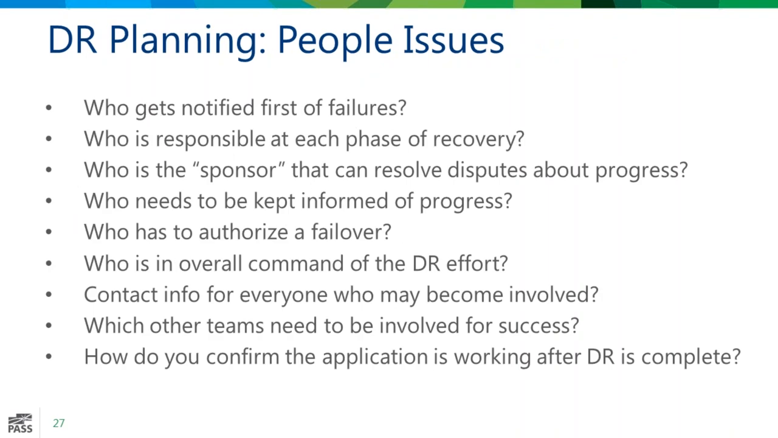People issues for DR planning. This is really important. If something happens, who gets notified first? And who do they notify? And then who's responsible as you're going through? So if you're replacing an entire data center, who decides, okay, we have five servers available, who gets them? And which ones do we build first? And who's the sponsor that's driving this, and who resolves any disputes during the disaster about, oh, well, we need our application more than you need your application? This should be thought about ahead of time.